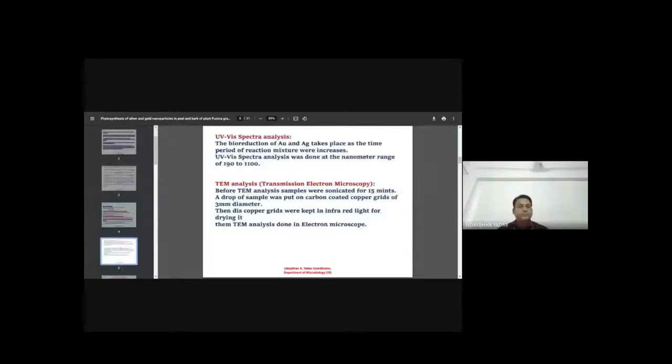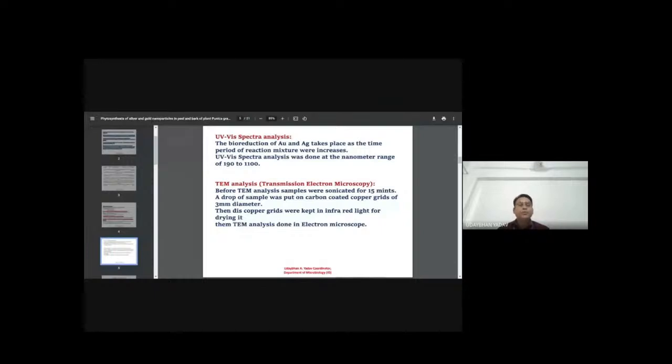The method we have used for the analysis is UV spectra analysis, where bioreduction of silver and gold takes place as the time period of the reaction mixtures increases. UV spectra analysis was done in the nanometer range of 190 to 1100.